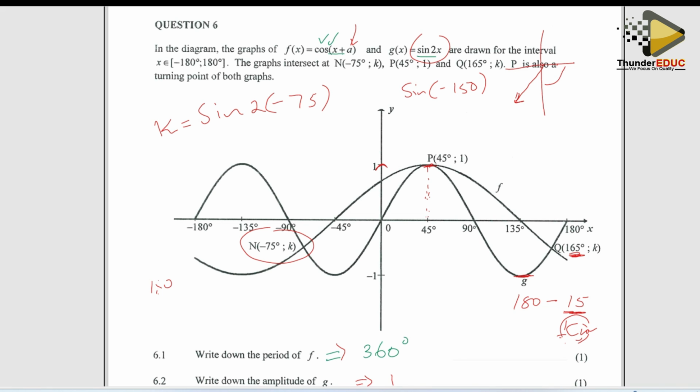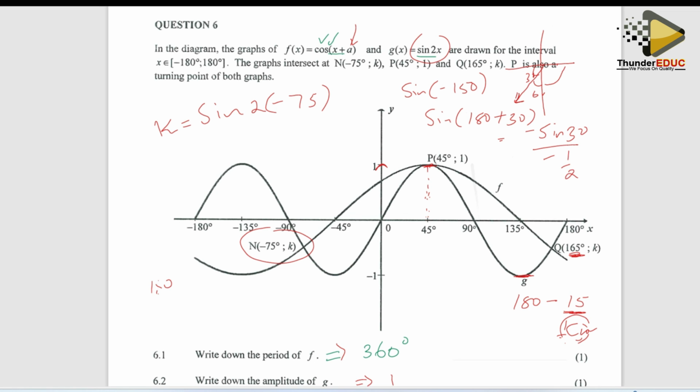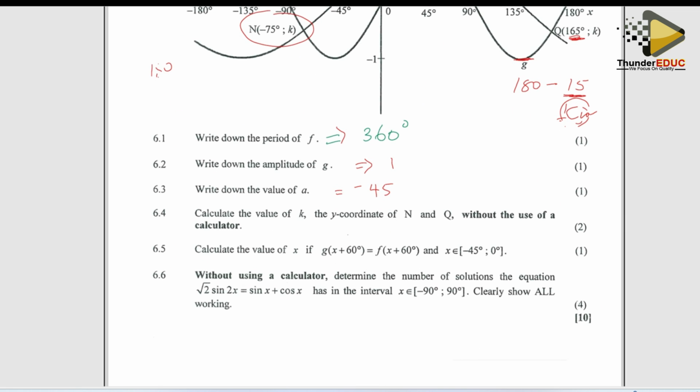So if that is 90, that's going to be 60, this is going to be a 30. Which is the same as the sine of 180 plus 30, which becomes a negative sine 30. We know that the sine of 30 is a half, which means K is negative a half. That is without using the calculator.